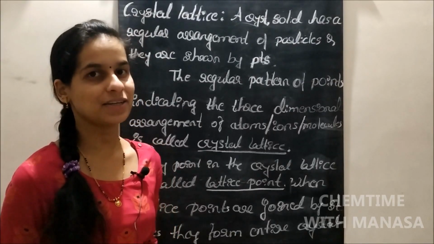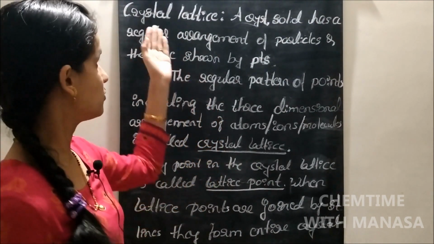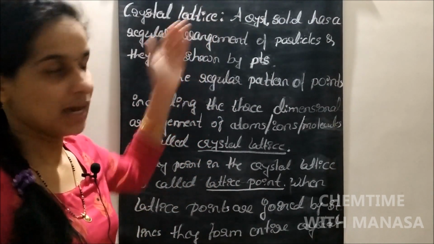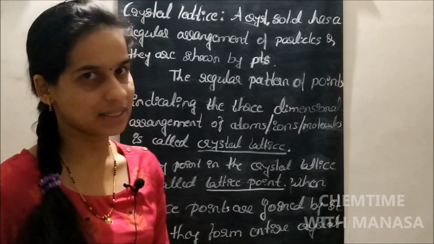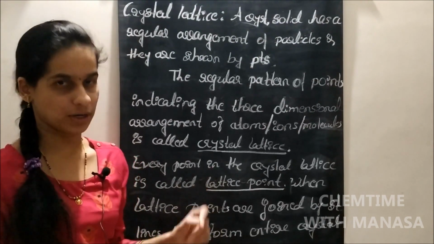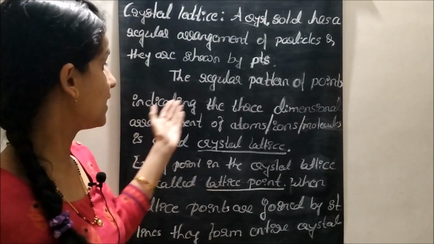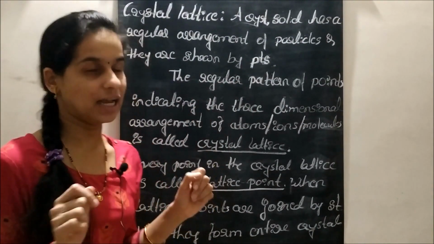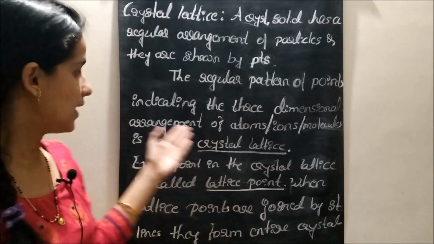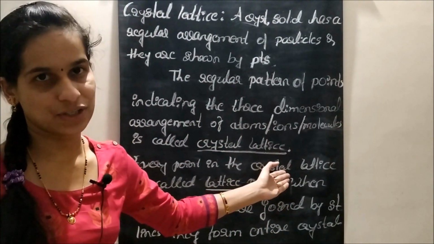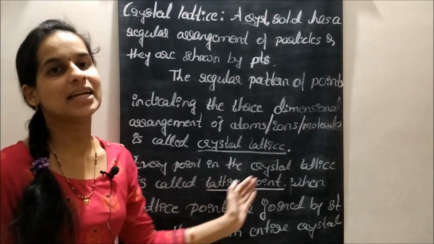So friends, then let us move on to next concept. The important terminologies. First one, crystal lattice. A crystalline solid has a regular arrangement of particles and they are shown by points. The regular pattern of points indicating the three-dimensional arrangement of ions, atoms or molecules is called crystal lattice. Every point in a crystal lattice is called lattice point.